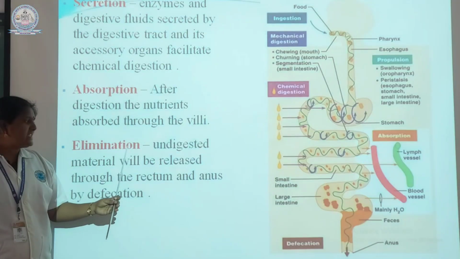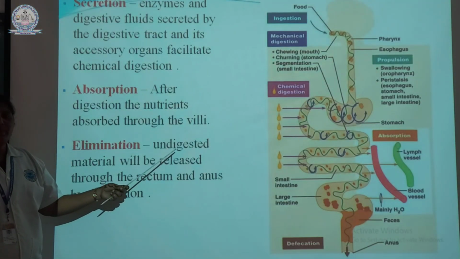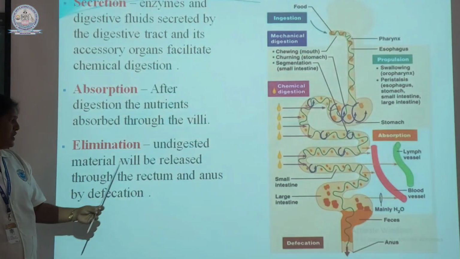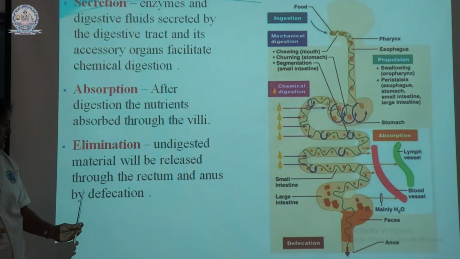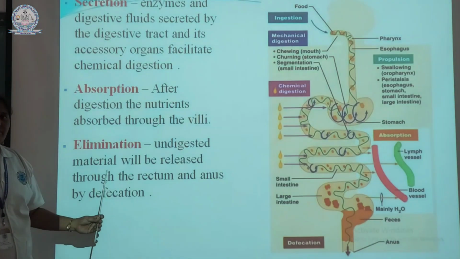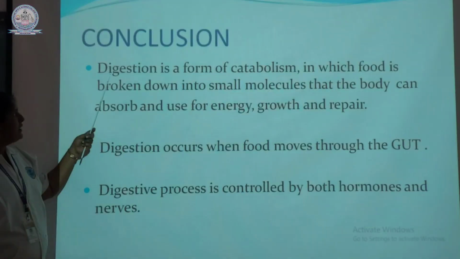The last one is elimination. Elimination means undigested material will be released through the rectum and anus by defecation. This is the end process of the digestive system.